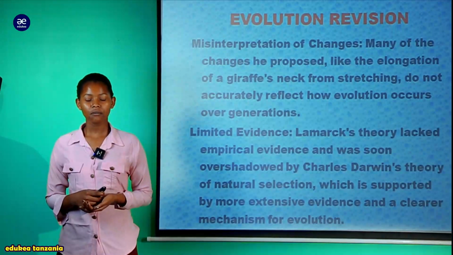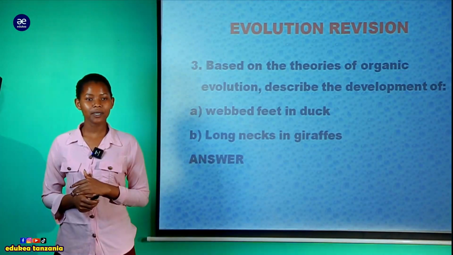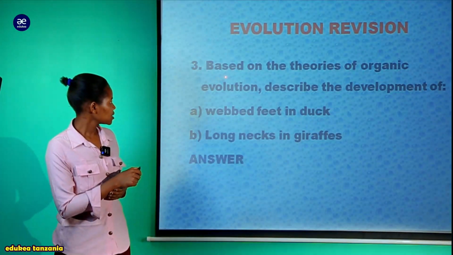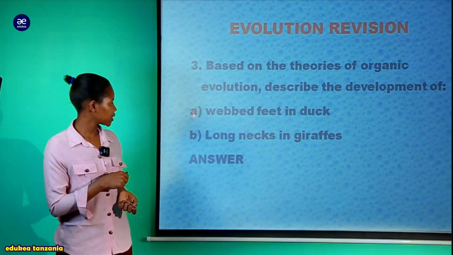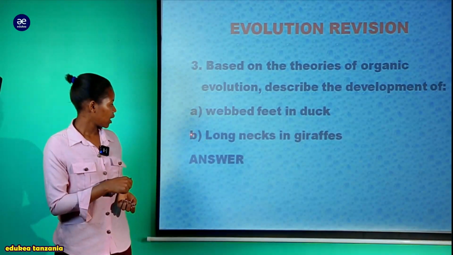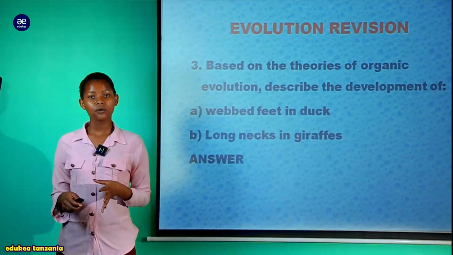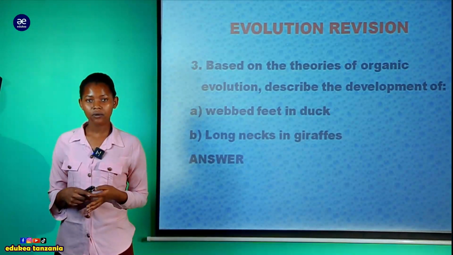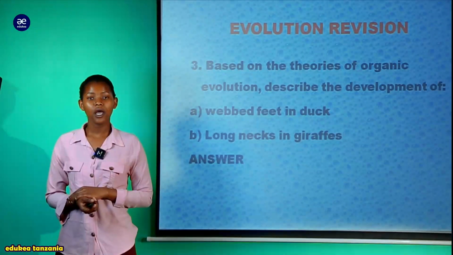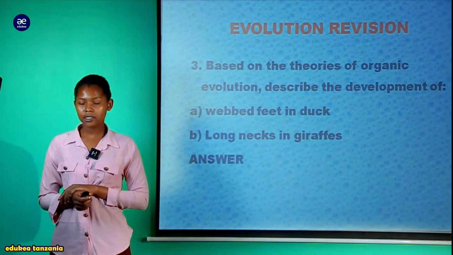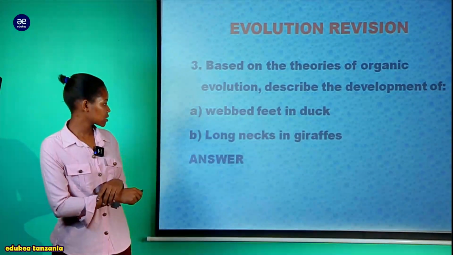And now, after finishing question number 2, tuende tukaangalie question number 3. As you can see, based on the theories of organic evolution, describe the development of A, webbed feet in duck, and B, long necks in giraffe. The one who explained these two observations is Lamarck, and now based on Lamarck's theory, tuende tukaangalie how we can explain webbed feet in duck and long necks in giraffe.